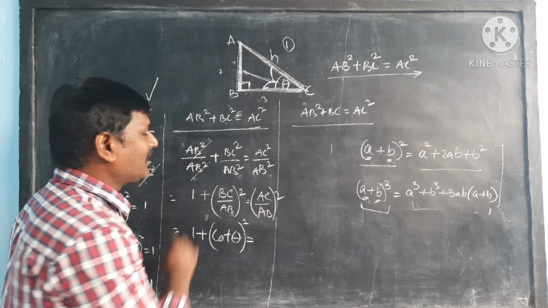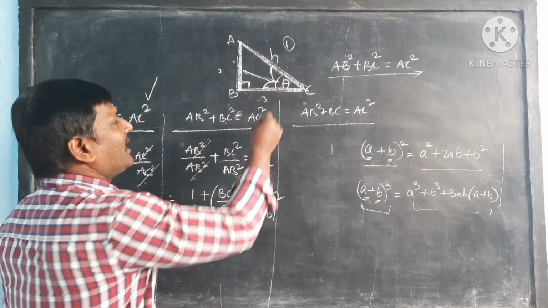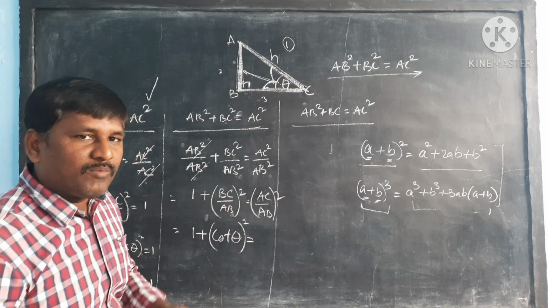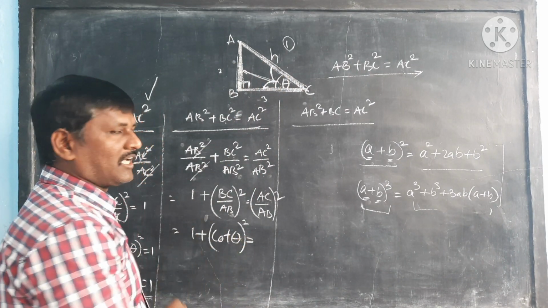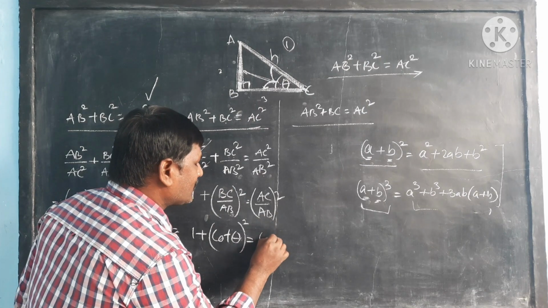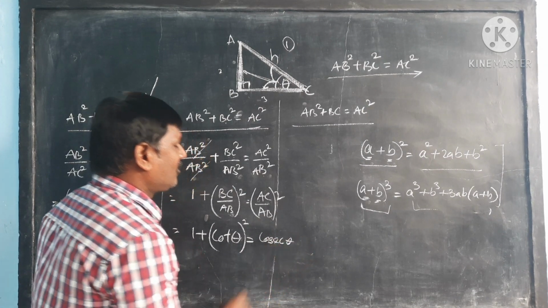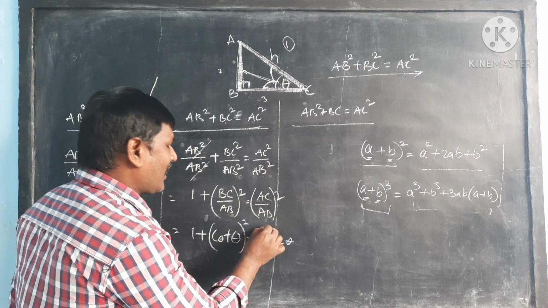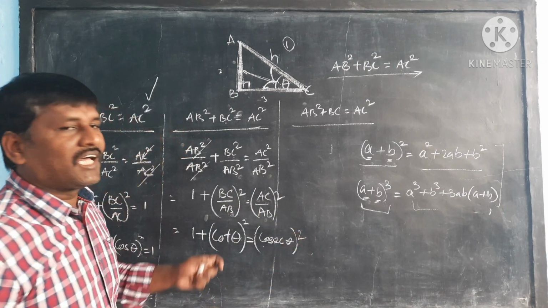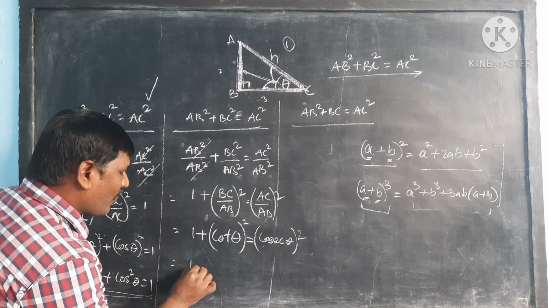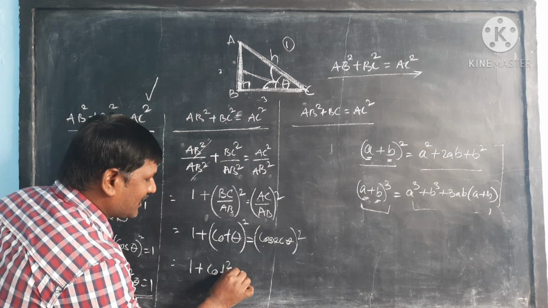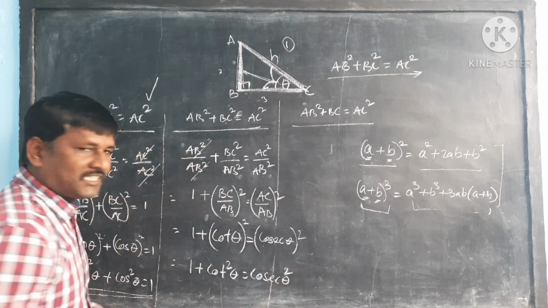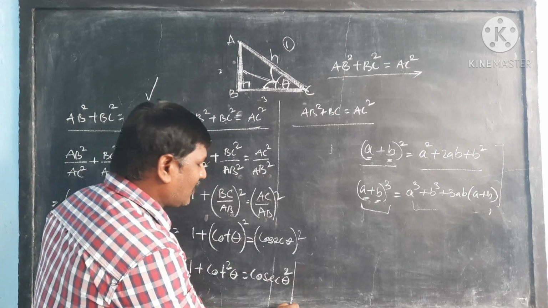Now it is AC by AB. AC is the hypotenuse and AB is the opposite side, so hypotenuse by opposite side to theta is cosec theta. You can write AC by AB is equal to cosec theta, and whole square. So we get another identity: 1 plus cot square theta is equal to cosec square theta. Understand? This is the second identity we derived.